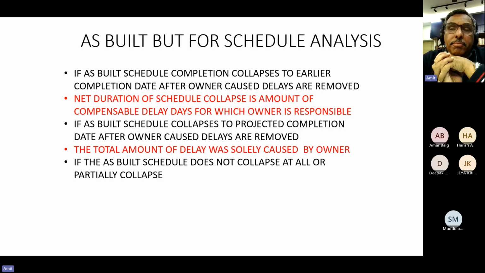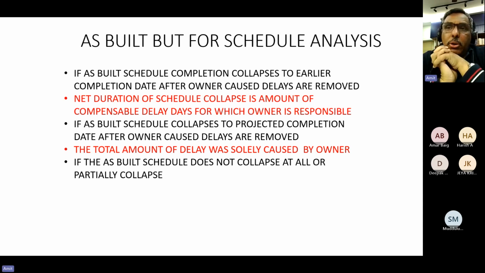Now, what does this mean? The employer has caused a 2.5-month delay, but when the PMC puts it on the schedule and removes this 2.5-month delay of the employer, the schedule collapses in Primavera and MS Project only up to 15th November. Contractual completion date is 31st October.